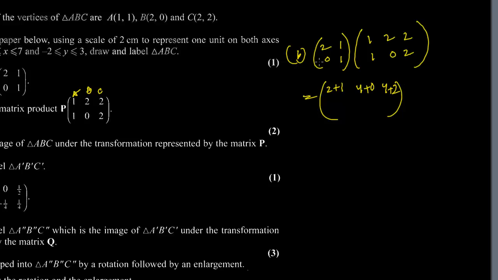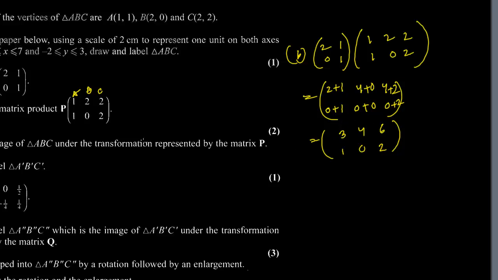Similarly, this would be 2 twos are 4 plus 1 twos are 2. Then the next row is going to be 0 into 1 is 0 plus 1 ones are 1. So this would be 0 plus 1. This would be 0 plus 0 because 0 into 2 is 0, 1 into 0 is 0. Then 0 into 2 is 0, 1 into 2 is 2. And what we would be having is 3, 1, 4, 0, 6, 2. So that would be the product of the matrix.